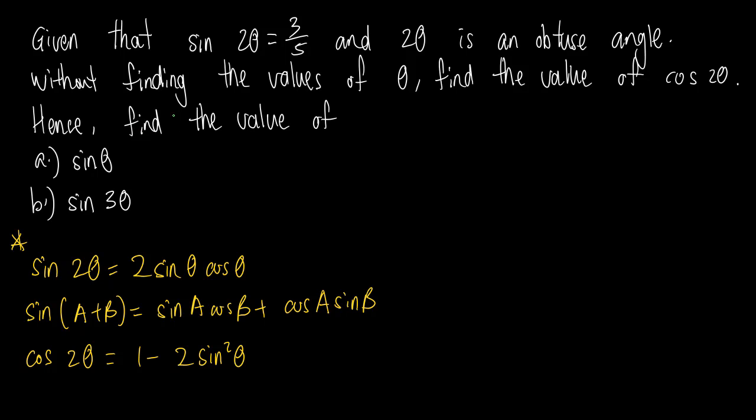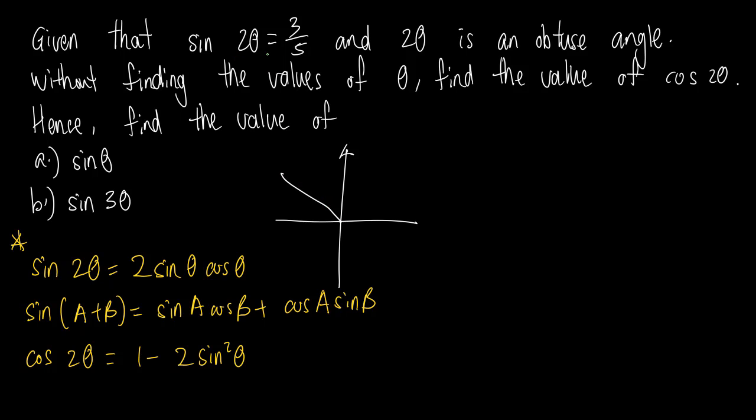Alright, so now let's solve the first part of the question, which is find the value of cosine 2 theta, and this part is like a hint. Later we will know why. What we can do here is that we can try to draw the triangle in Cartesian plane. Given that sine 2 theta is equal to 3/5 and 2 theta is an obtuse angle, which means the angle 2 theta will be in the second quadrant.